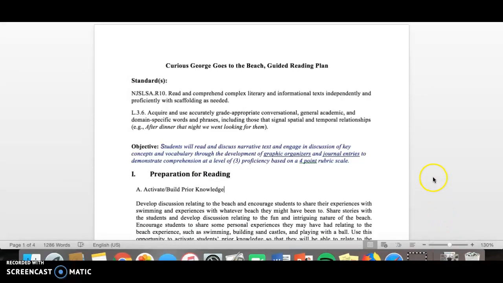My guided reading plan focused on the book Curious George Goes to the Beach. The strategies I focused on were building vocabulary and summarizing. Students will learn these in small groups and will be able to use them independently while reading a book of their choice, particularly in my related literature section.